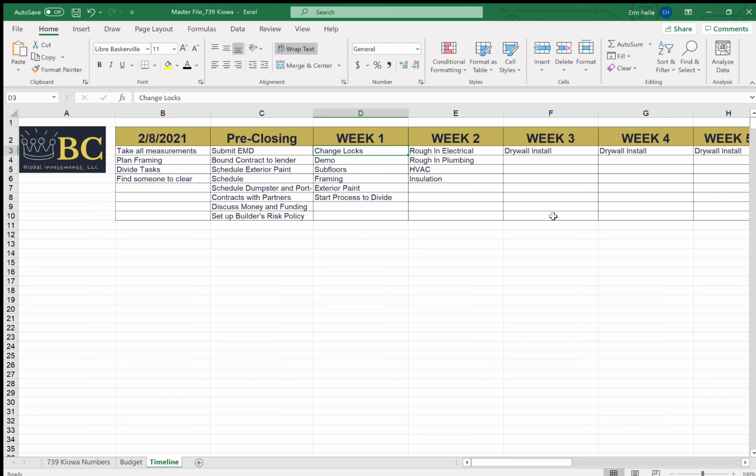So as soon as we closed, like I said, we got in there to do demo and clear out. We changed the locks right away. Then we started working on subfloors and framing. And while all that was happening, we had the painter outside so that everyone knew that we were working on the house and it was going to be coming soon. That way, as soon as we listed it, we'd have some traction right from the start.